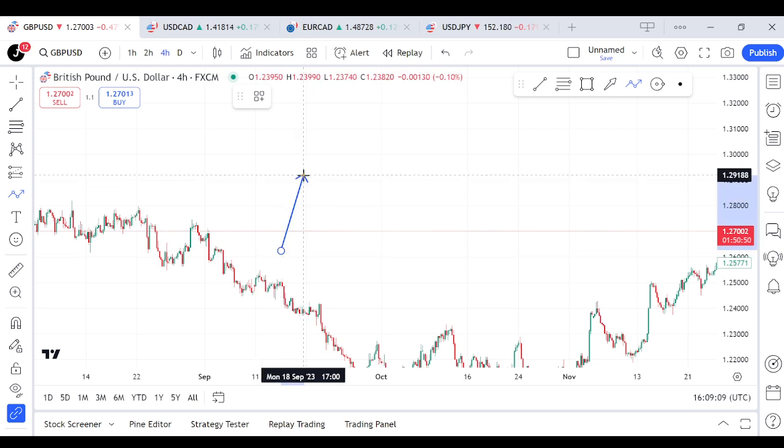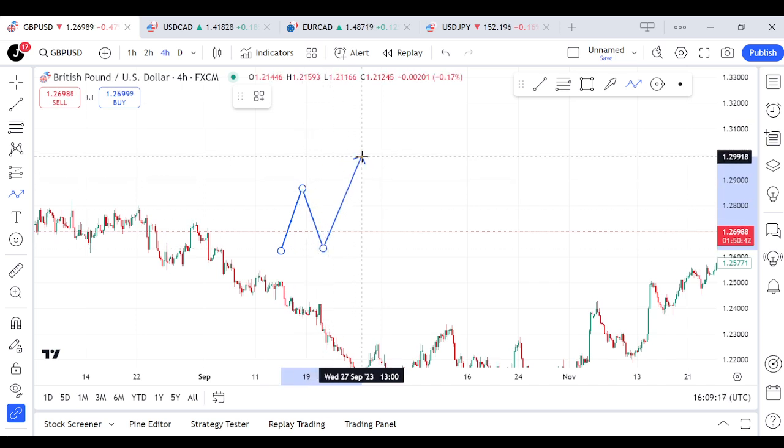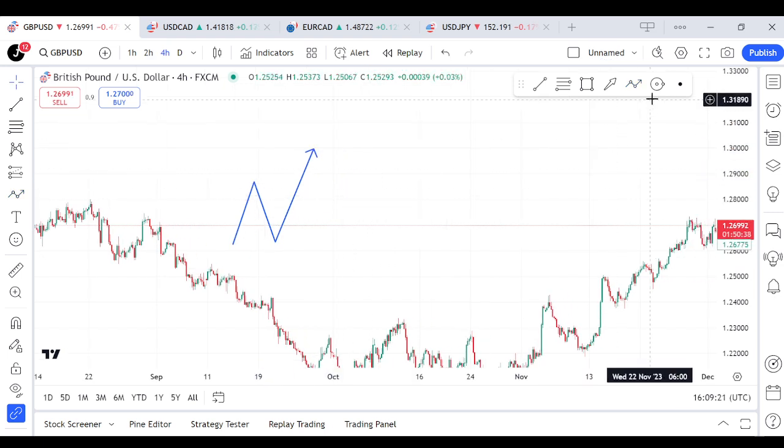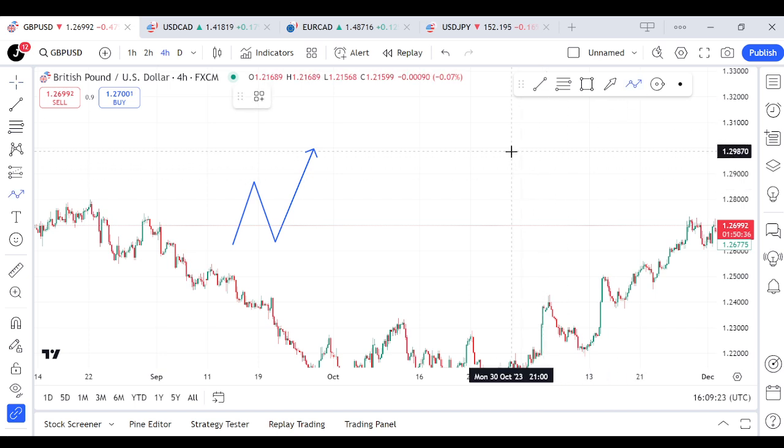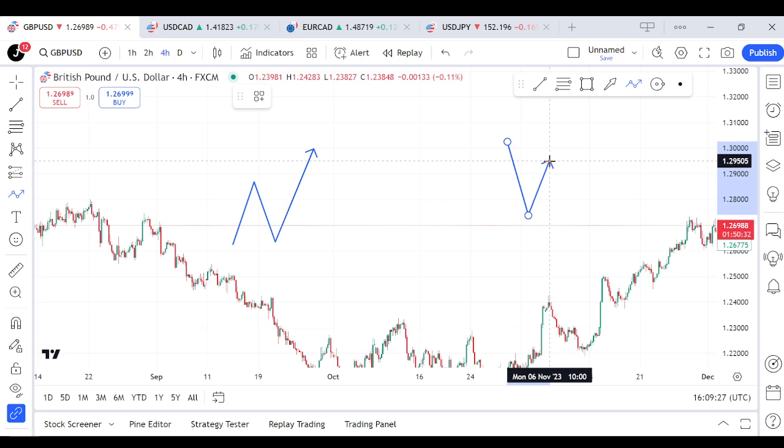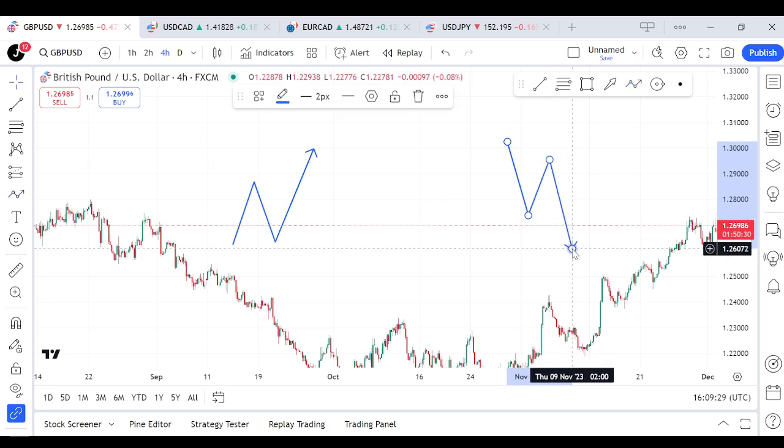Typically, in an uptrend, you typically see higher highs, higher lows, higher highs, and in a downtrend, you see lower lows, lower highs, and lower lows.